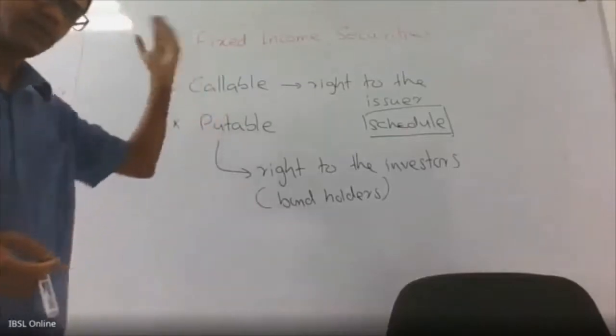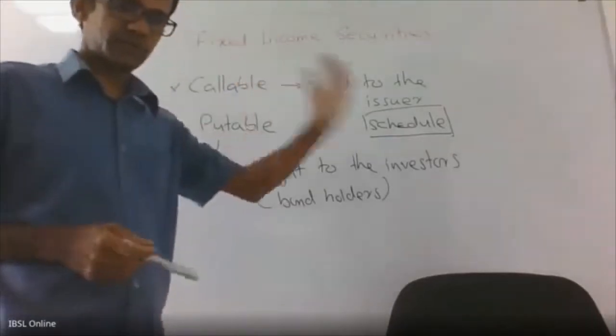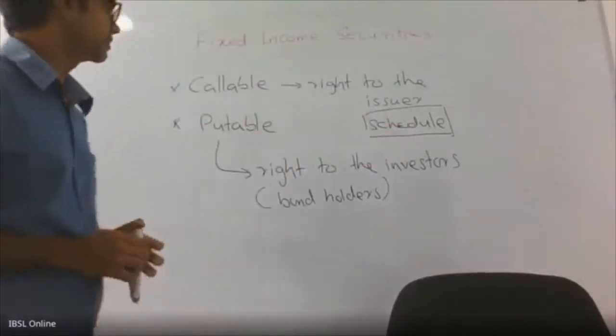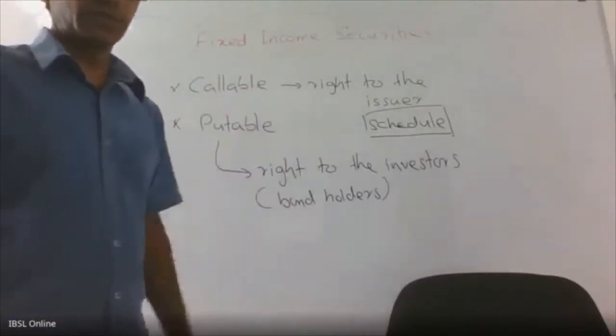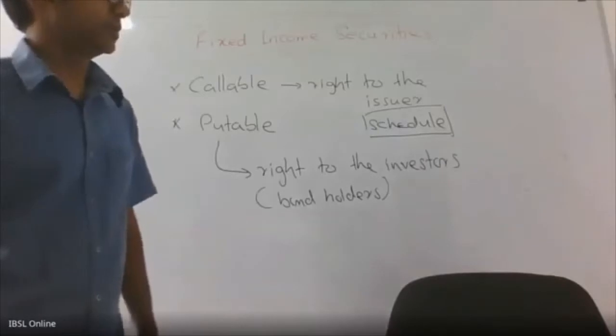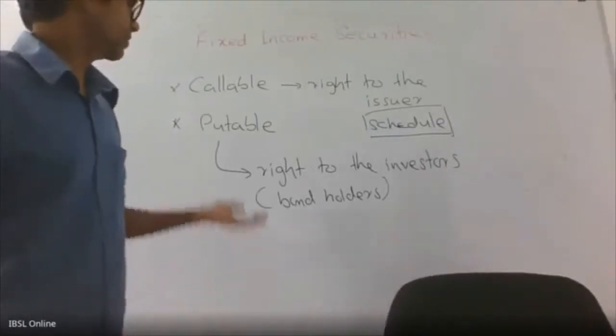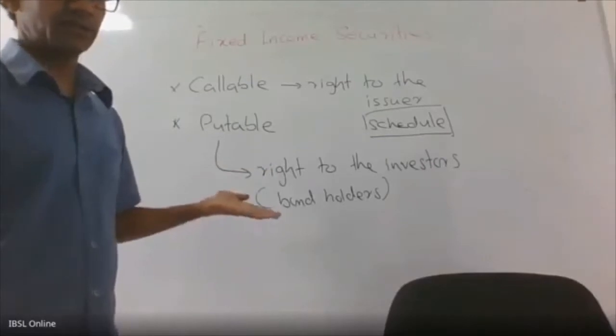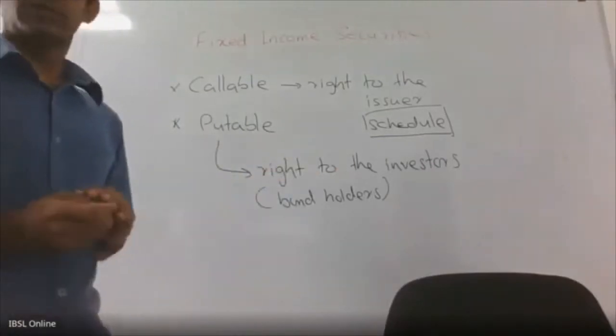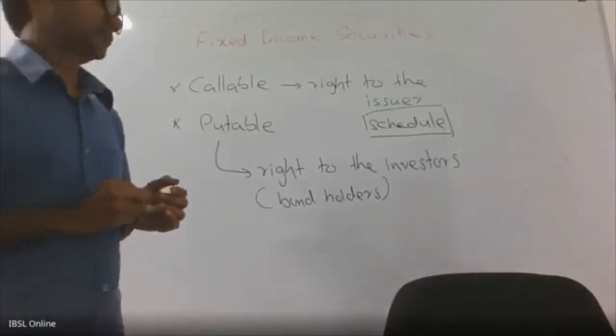Bullet maturity, principal is paid on the maturity date. In a callable bond, the issuer has the right to redeem it before the maturity. On a puttable bond, the buyer, the investor, has the right to ask for his money before the maturity.